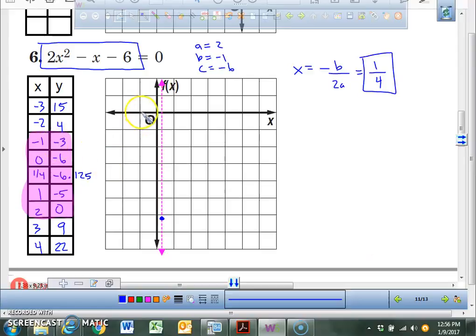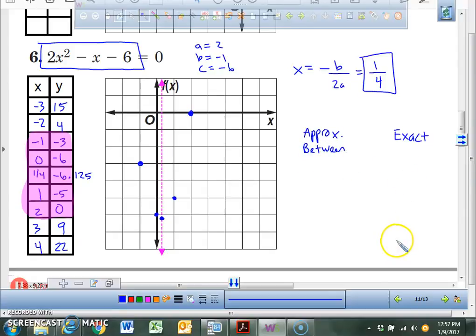So plot a negative 1, negative 3 right here. Plot a 0, negative 6 right there. 1, negative 5, and 2, 0. We are going to have one exact solution as an integer, and we're going to have an approximate solution, which is going to land us between two integers.